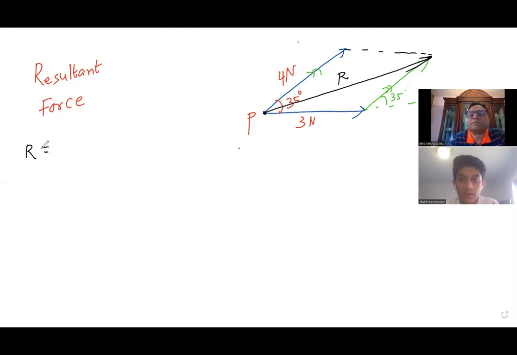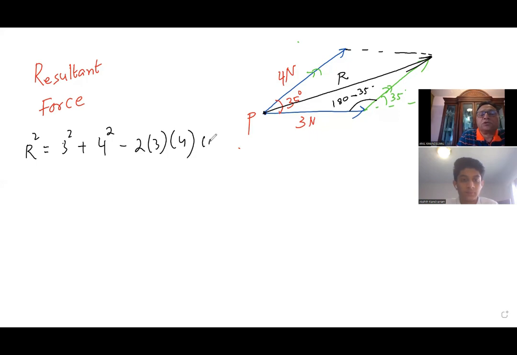Yes, sir. So to find the value of R, you must know the angle in between, right? So we can do 180 minus 35 to get 145, and then use cosine law. R squared will be 3 squared plus 4 squared minus 2 times 3 times 4 times cos of (180 minus 35) degrees, correct?